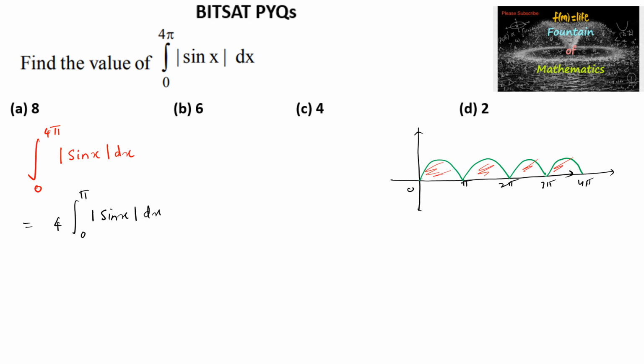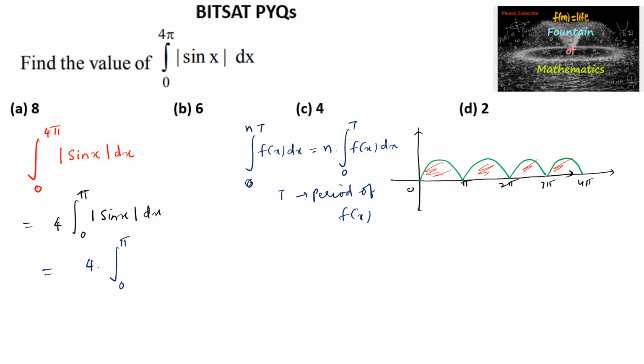And also we can remember as a property, the integral from 0 to nt of f of x dx is equal to n times the integral 0 to t of f of x dx, where t is the period of f of x. So here the mod sin x period is pi, so we can write it's 4 times the integral 0 to pi of mod sin x dx. And we know that in 0 to pi sin x is positive, so instead of mod sin x we can write sin x dx.